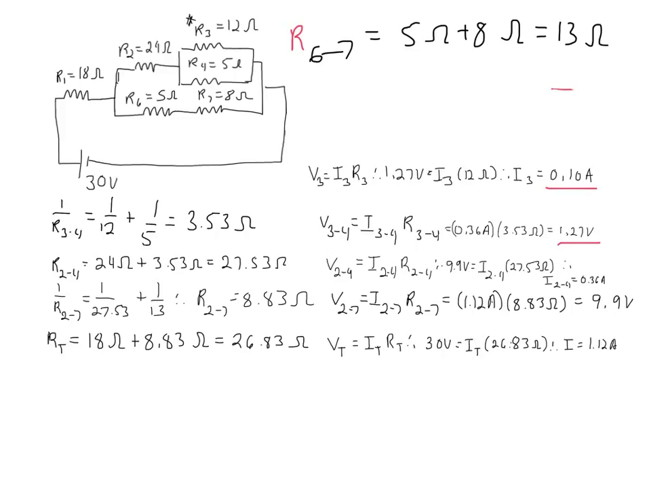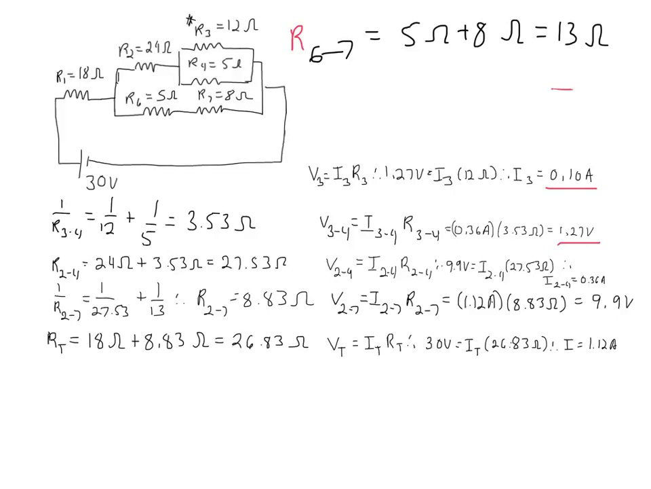Alright, and if you notice here, we went back, we used the total current and this part to get 9.9 volts. Then we used 9.9 volts and that resistance to get 0.36 amps. Then we used 0.36 amps and that resistance to get 1.27 volts. Then we used 1.27 volts and the resistance of 3 to get that. And you notice that the currents kept getting progressively smaller and the voltages kept getting progressively smaller. And that should happen when you do this.